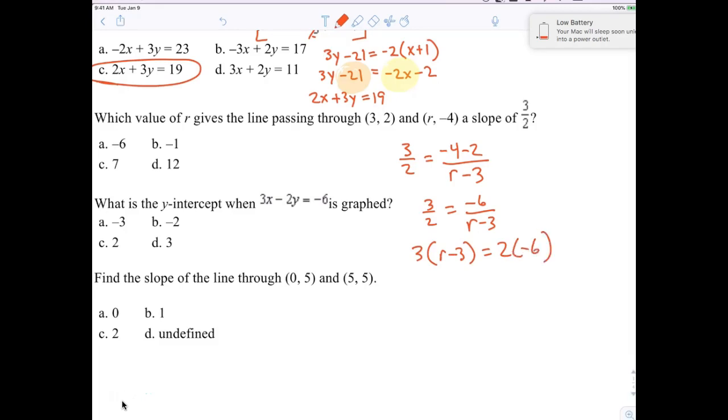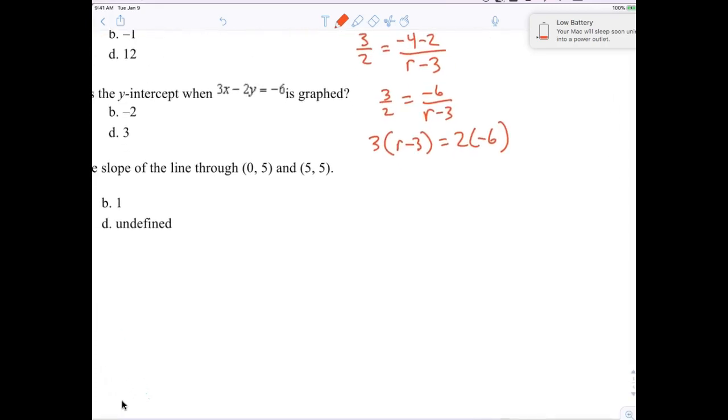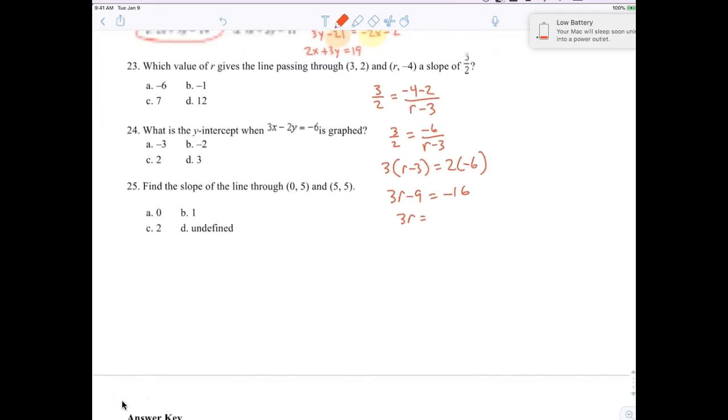Just to show you the steps, Connor. Now from there we're going to distribute. So that would be 3r minus 9 equals negative 12. Add 9. 3r is equal to, yeah, I wrote negative 16. Thank you. So when I add 9, it becomes negative 3. So r equals negative 1. So the correct answer is B.